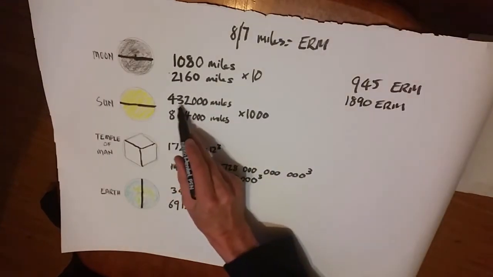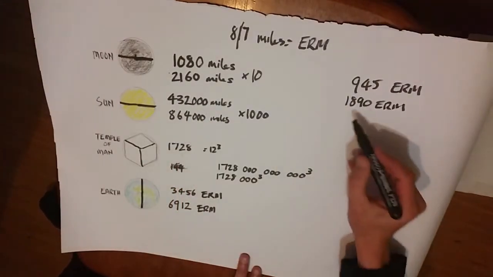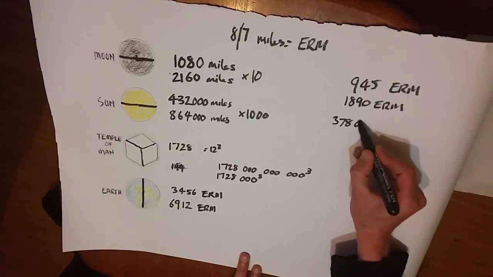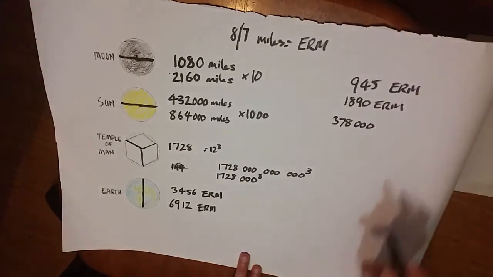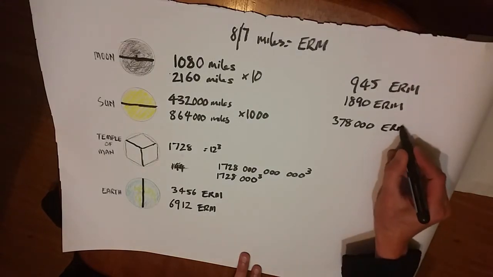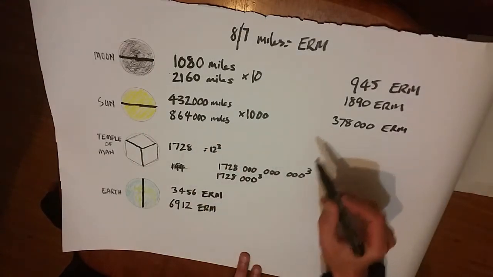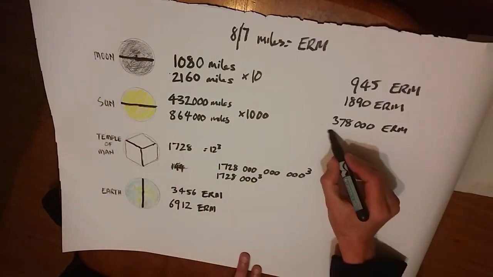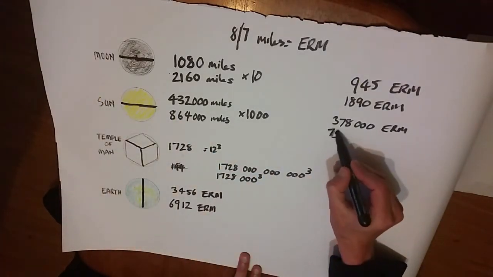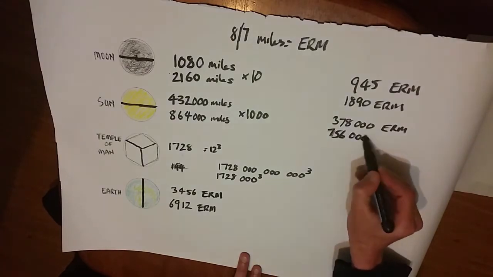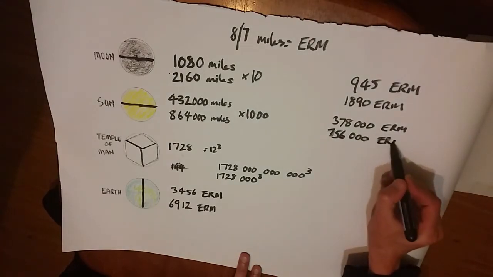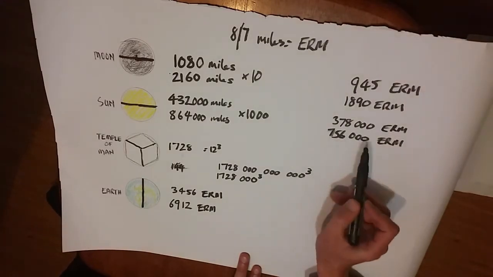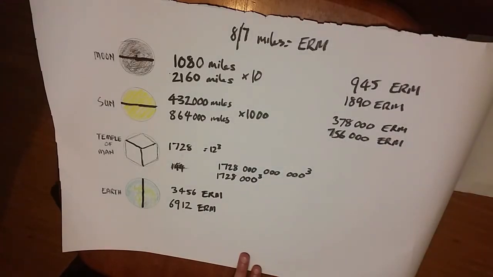The equatorial radius of the sun is 378,000 Egyptian royal miles. Therefore the equatorial diameter of the sun is 756,000 Egyptian royal miles. Now the southern base of the Great Pyramid is 756 feet, which is a nice tie-in.